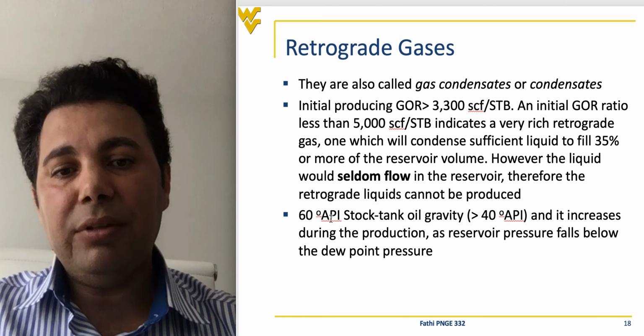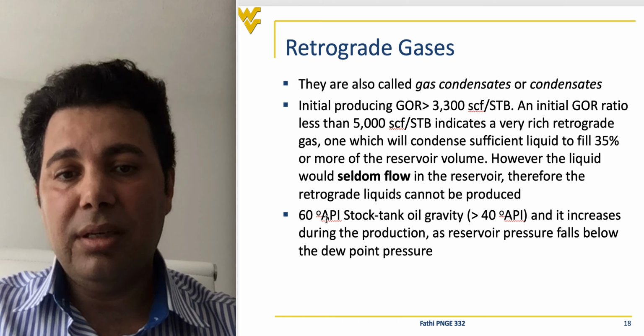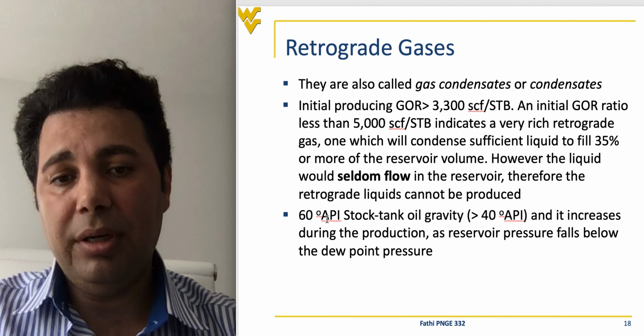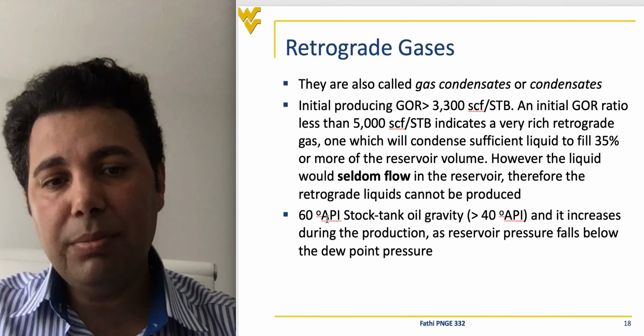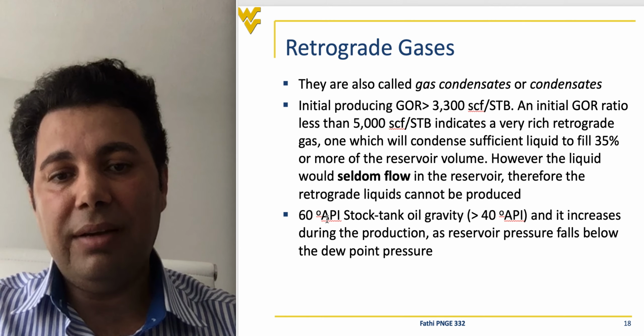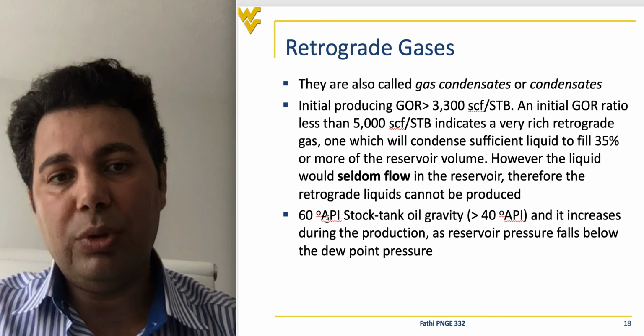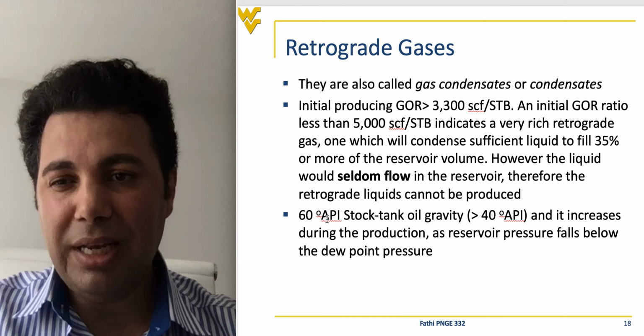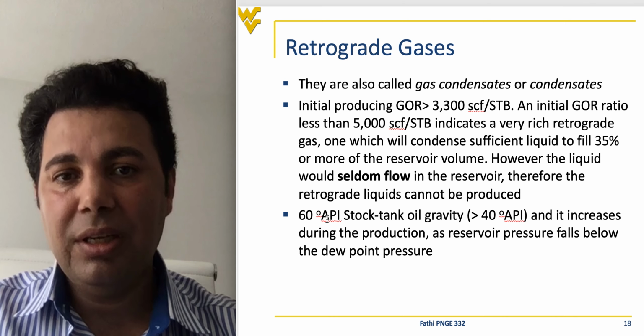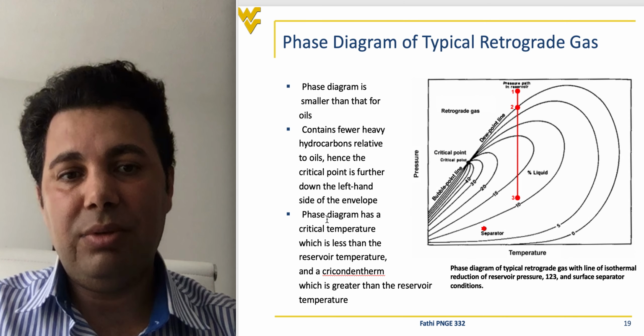The API gravity of retrograde gas is around 60 degrees API. So a stock tank oil gravity around 60 degrees API, and an initial gas-oil ratio between 3,300 and 5,000, indicates a retrograde gas reservoir.